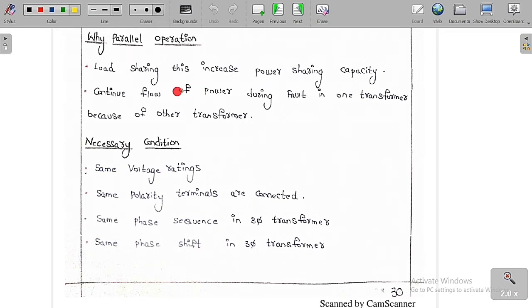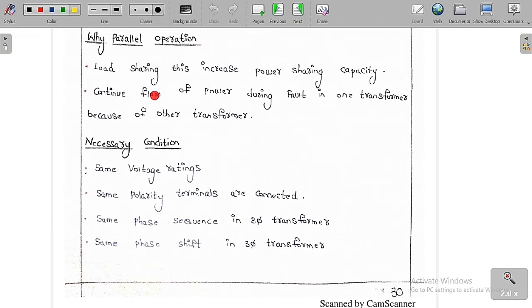See, load sharing increases the power sharing capacity. With the help of two transformers connected in parallel, we are going to share the load. It increases the power sharing capacity, meaning we can supply more power to a load. So with the help of these parallel transformers, we can increase the power sharing capacity to the load.